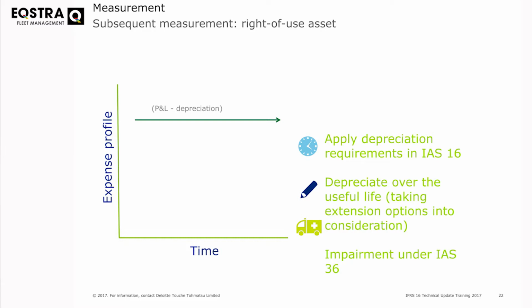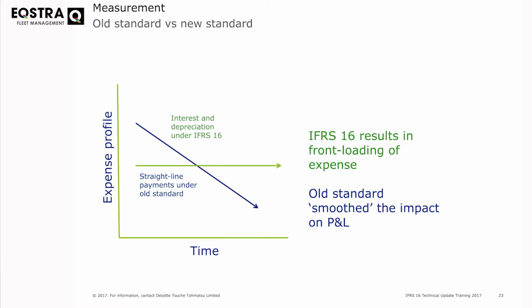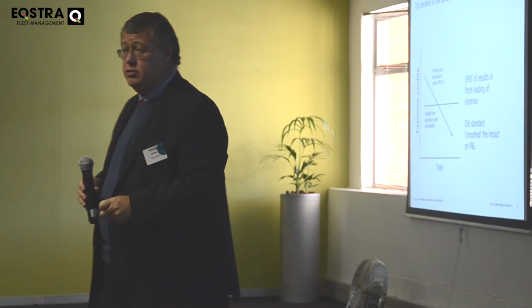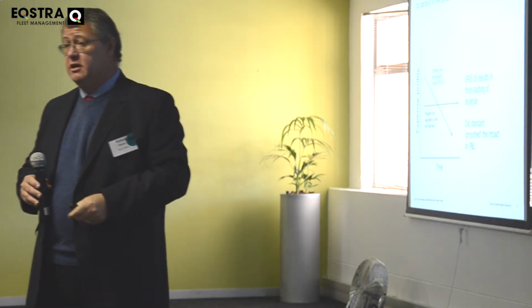So when you combine those, the interest and depreciation, what you have is a decreasing expense, as opposed to what we have now, which is a straight line expense. IFRS 16 will result in front-ending your expense and then decreasing over time.